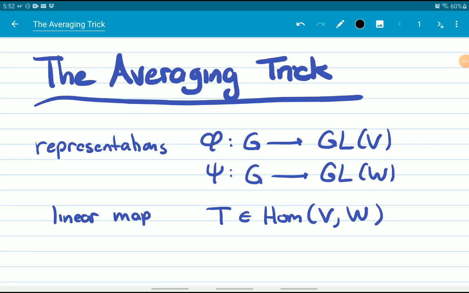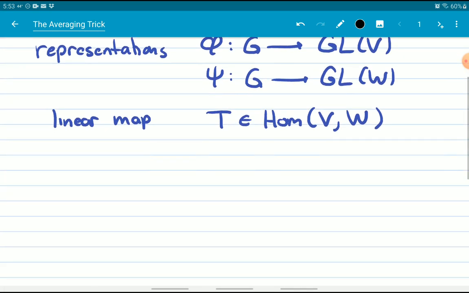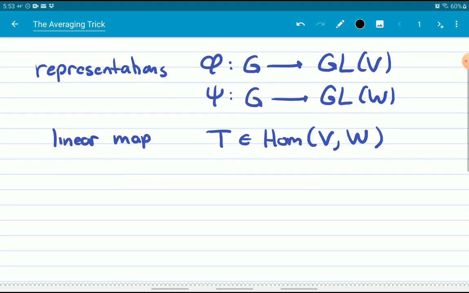So there's an important method for producing morphisms between representations, which is called the averaging trick for reasons that we'll see. So let's start with two different representations of a group G, maybe in two different vector spaces V and W, and I'll also give myself some linear map T from V to W. Then there's a procedure which produces a morphism between the representations.